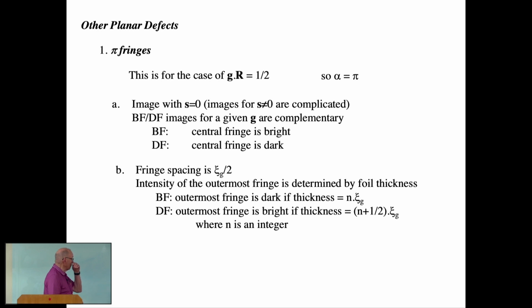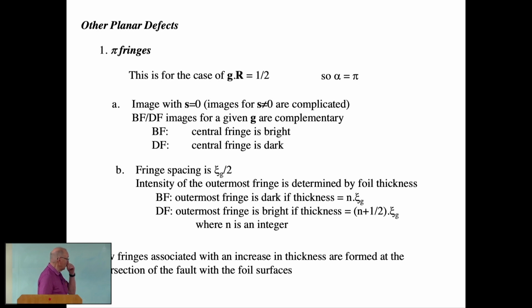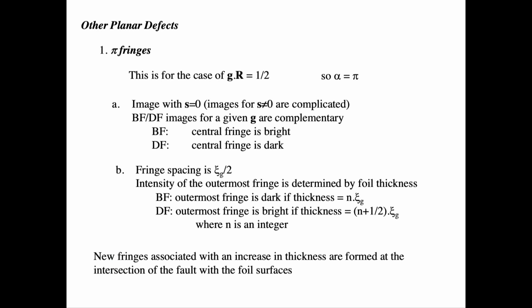And fringe spacing is the extinction distance divided by 2. The intensity of the outermost fringe is determined by the foil thickness. So in bright field, the outermost fringe is dark if the thickness is n times the extinction distance. Dark field, the outermost fringe is bright if the thickness is n plus 1/2 times the extinction distance, where n is an integer. So a little complicated. New fringes associated with an increase in thickness are formed at the intersection of the fault with the foil surfaces. So they actually work very differently from the faults we've been discussing.